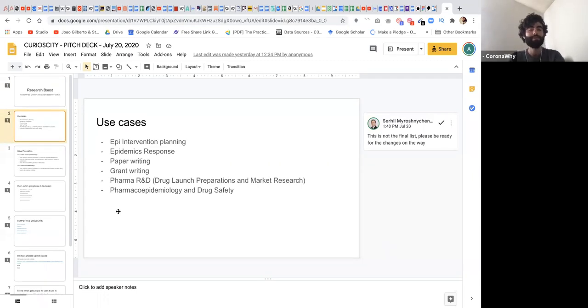Some are more intuitive than others, but for example, the pharma R&D, drug launch preparations and market research is completely unknown to me, but Serge and Andre have some experience with it, and they can help advise on those. But each of these use cases I'm almost sure will require a separate type of UX. So it's a question for us internally: what do we want to tackle first, and how hard will it be to tackle each of these use cases?